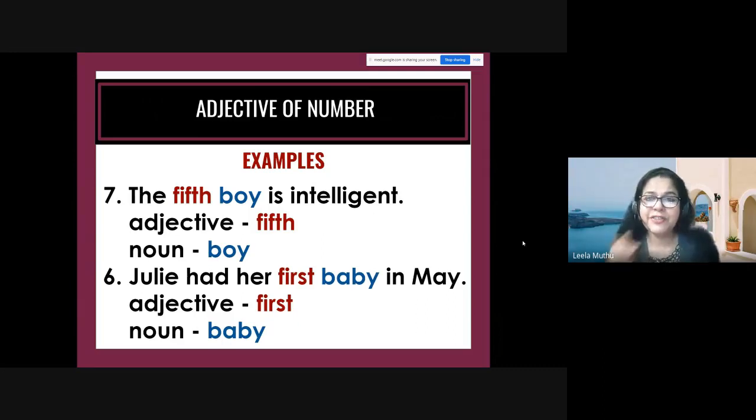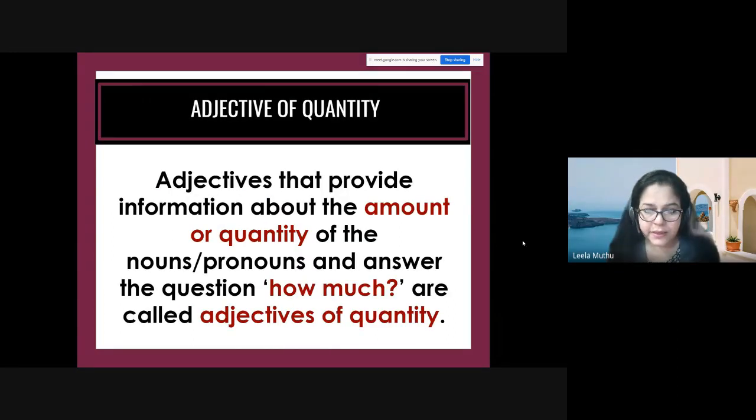So when you hear first, it's the first child she ever had in May. So that is adjective of number, which describes how many of the noun. Now let's go to adjective of quantity.